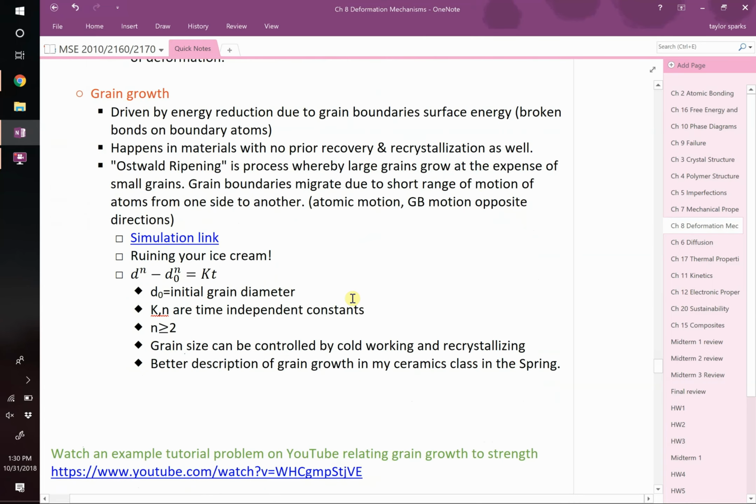Okay, grain growth. Grain growth is interesting. Grain growth happens because you're trying to reduce surface area. We know that surface area costs energy, right? It's full of broken bonds and not wisely used space. And so we want to reduce surface area. And if you've got a bunch of tiny little grains, then you have a ton of surface area. So instead of a bunch of tiny little grains, they grow.